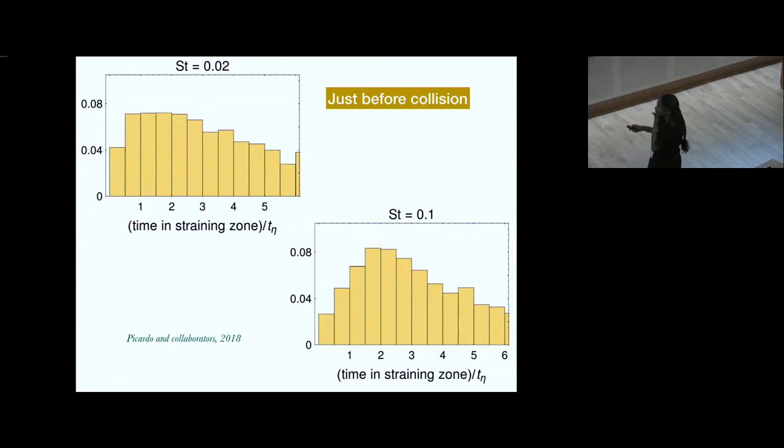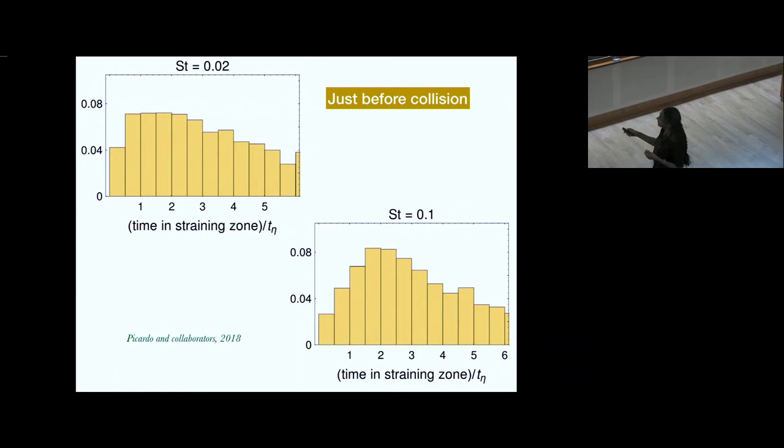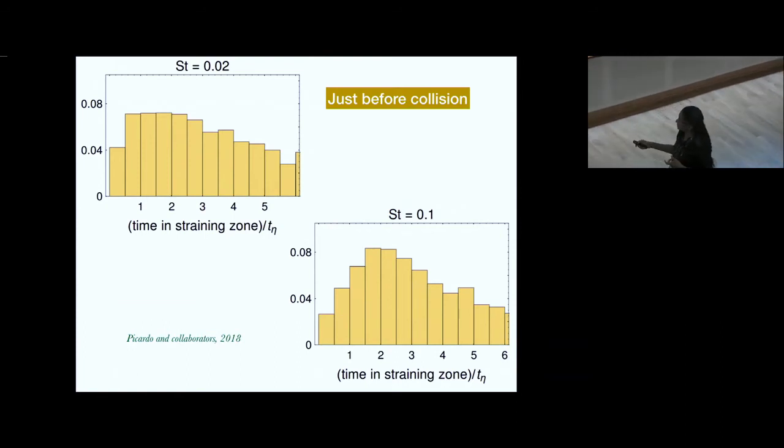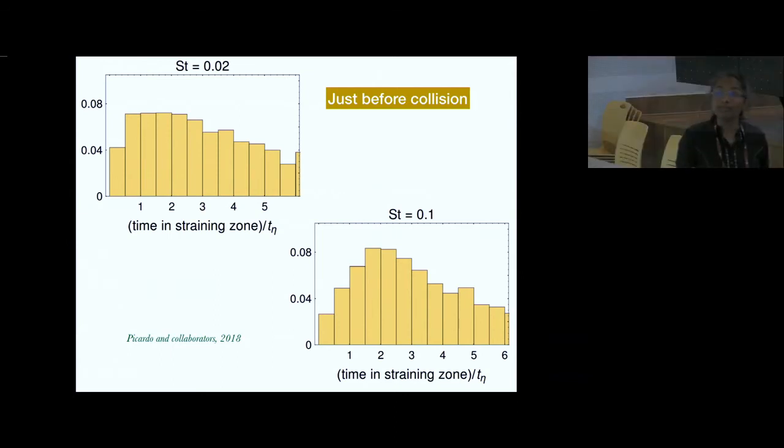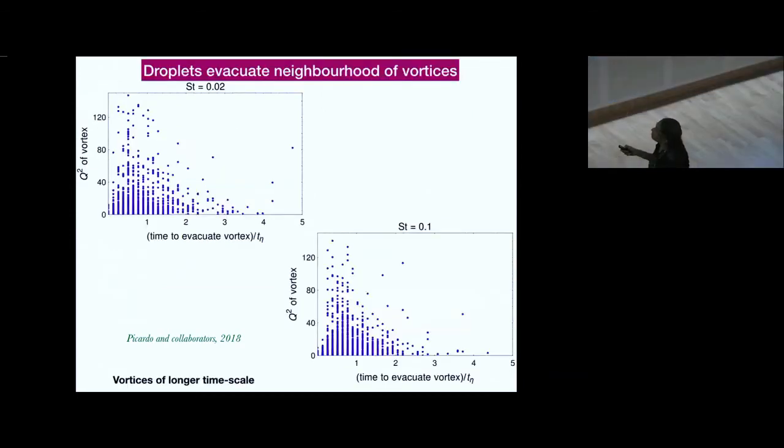And this time is even shorter for the slightly bigger Stokes number, which is also representative of cloud particles. So the time they spend in the straining zone before collision is very short. So a large number of collisions occur soon after particles have left regions of high rotation. So we still have to work further to take this to an exact description of the caustics thing that I told you. That will take a little bit of work. This is ongoing work.